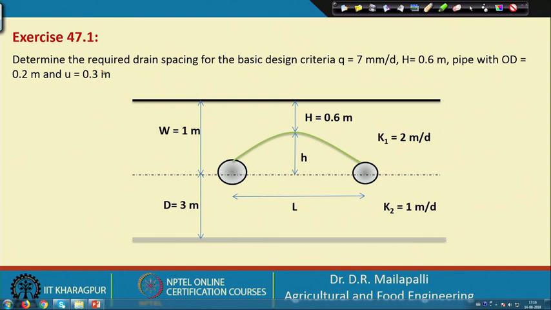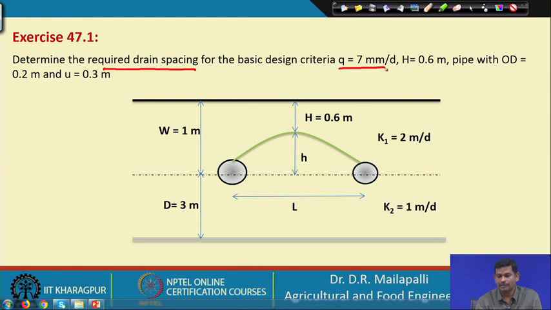Determine the required drain spacing for the basic design criteria: q, which is the recharge or the drainage discharge, equal to 7 mm per day, and H is 0.6 meter. That is, we are expecting the highest water table at the center of the two drains to be 0.6 meter, and the pipe outer diameter is 0.2 meter, and u, which is equal to 0.3 meters, is the wetted perimeter. Okay. So, schematically you can see.